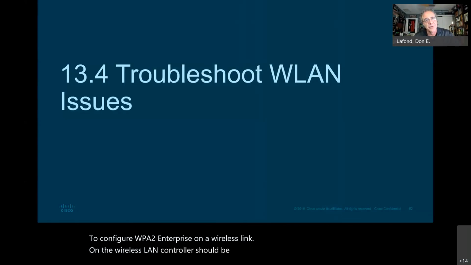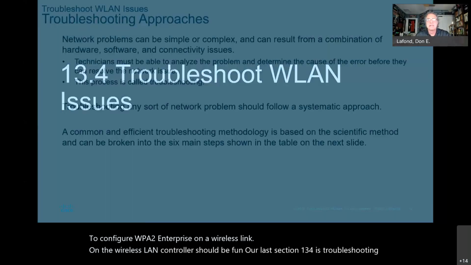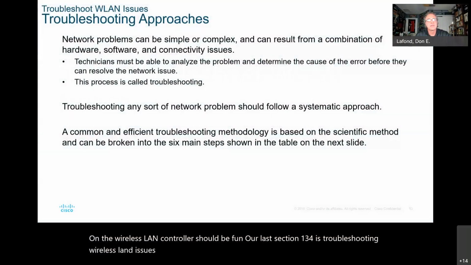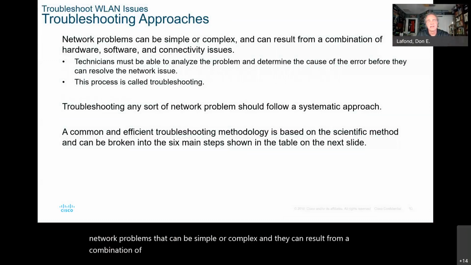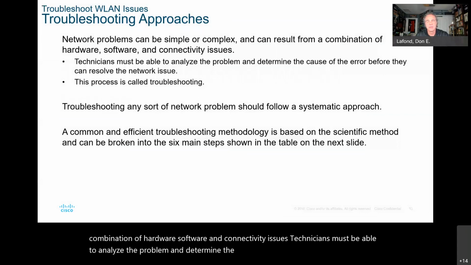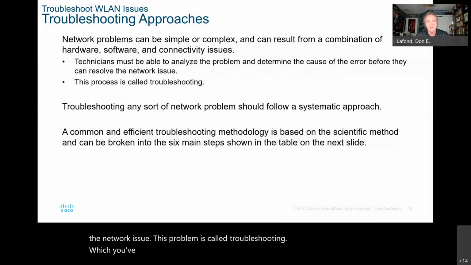Our last section, 13.4, is troubleshooting wireless LAN issues. And there's several issues you could have. You could have network problems. They can be simple or complex, and they can result from a combination of hardware, software, and connectivity issues. Technicians must be able to analyze the problem and determine the cause of the error before they can resolve the network issue. This process is called troubleshooting, which you've already done in this class.